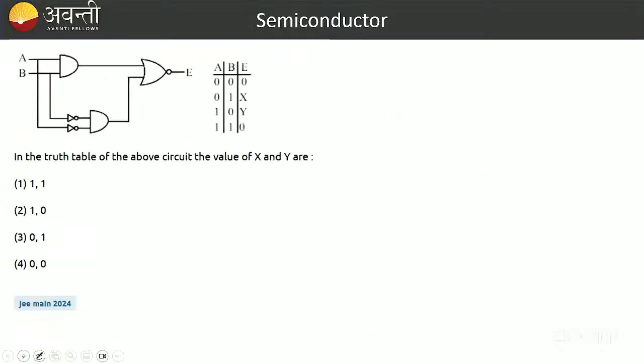Now, based on that, we have a question here. This is a question from JEE Main 2024, and it's based on logic gates. It's very clear, the table is mentioned here: A, B, E. E is the final output here.